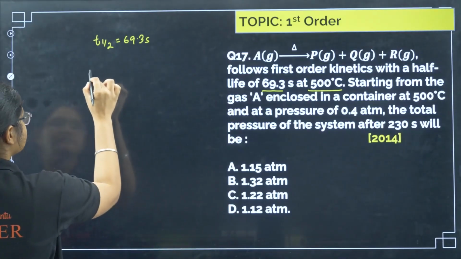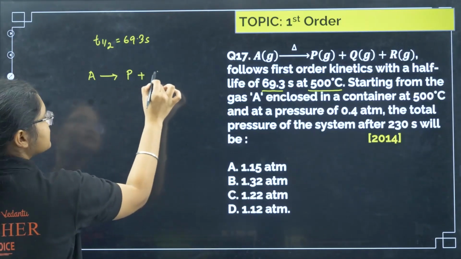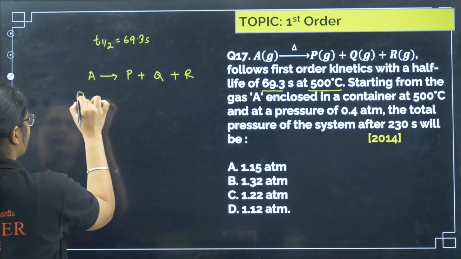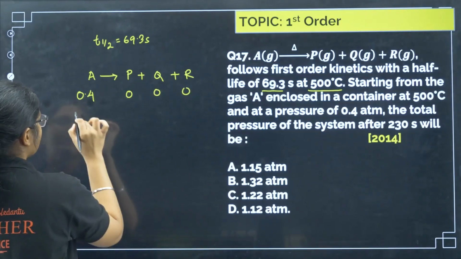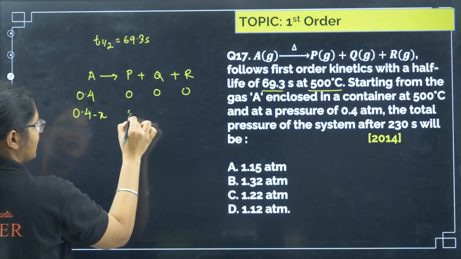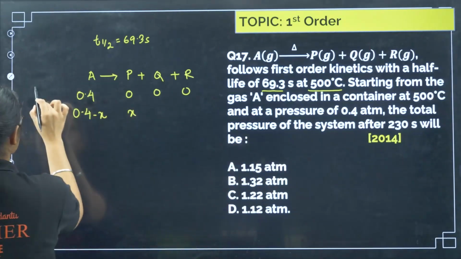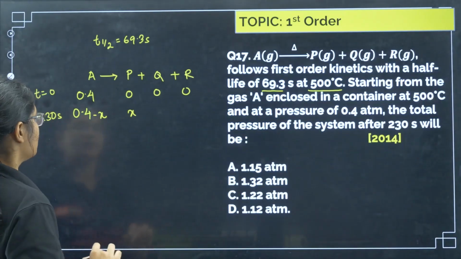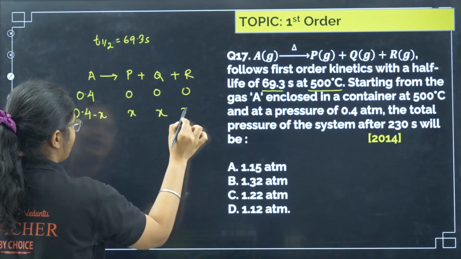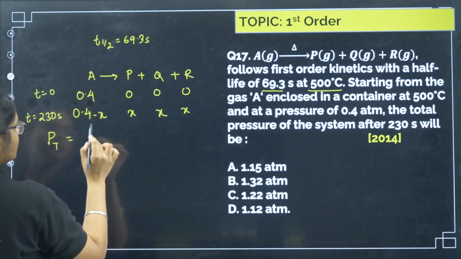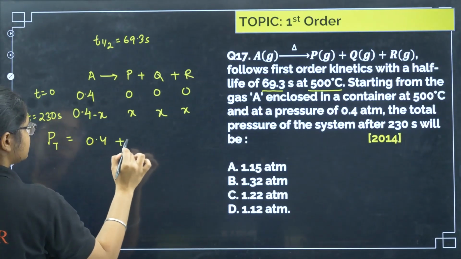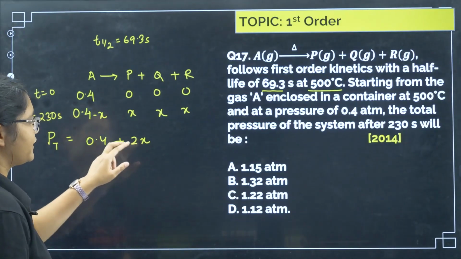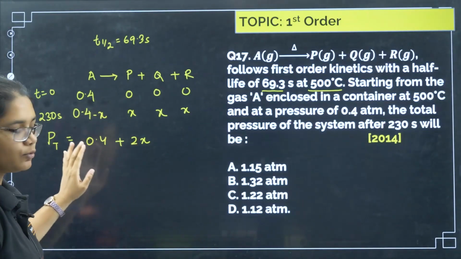Let us do this one. You have A gives me P plus Q plus R. What is the pressure of A? Pressure of A is 0.4 atm initially. Then I have 0.4 minus x after some time. What is the time given? After 230 seconds. So t equal to 0 and t equal to 230 seconds. So 0.4 minus x, then x and then x. What is the total pressure? Total pressure will be 0.4 plus 2x. So now my task is to find this value of x. If I can find that, then I'll get the value of total pressure.